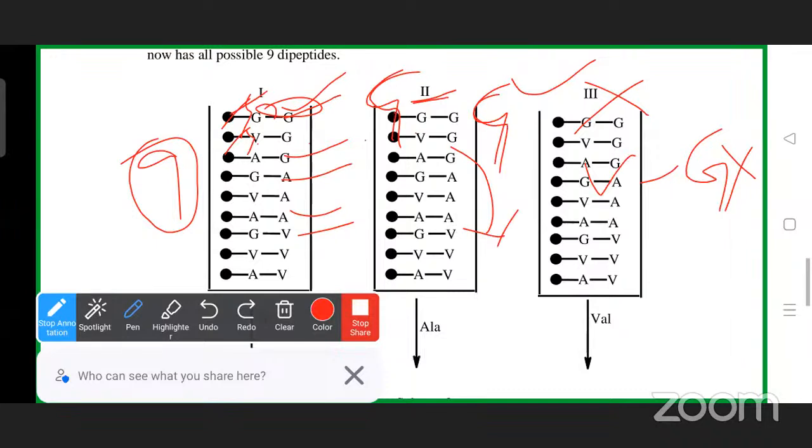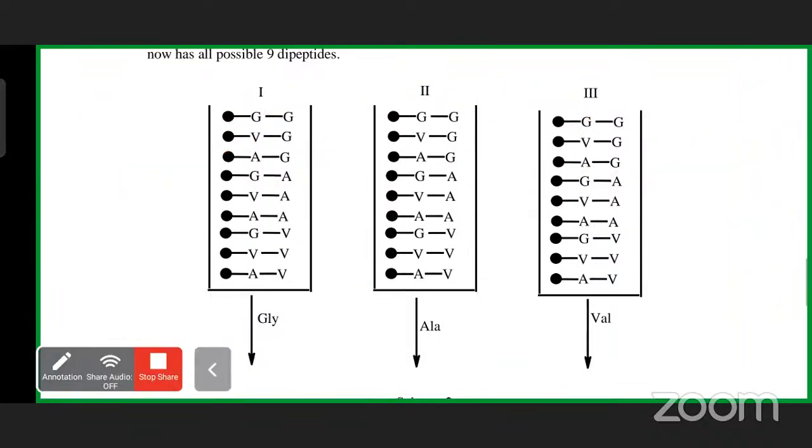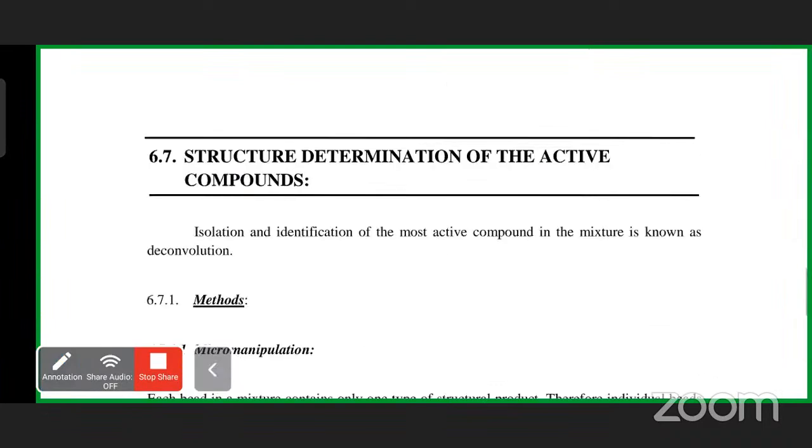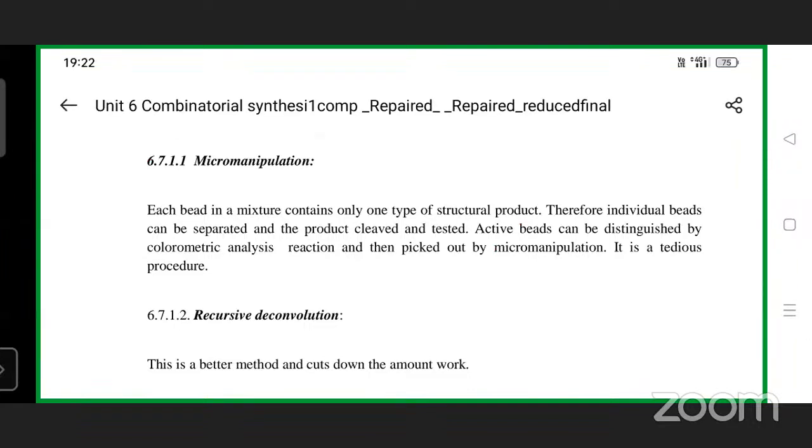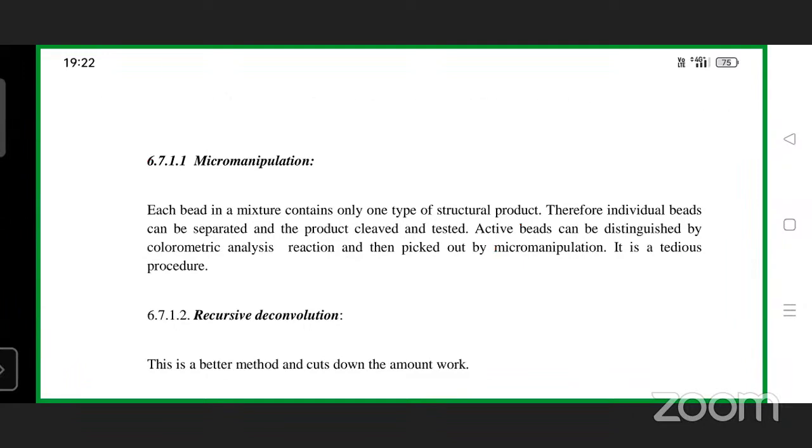So when you test all 9 compounds, out of 9, one compound is active and the others are inactive. So this is a very tedious and very time consuming method, because it takes a lot of time to test all the compounds. It is a headache process here. That's why the micro manipulation method is not a good method to find the active compound.